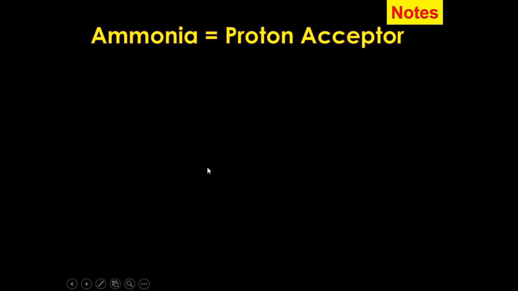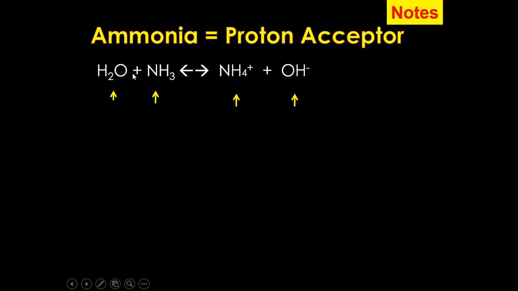Now, ammonia is a proton acceptor. And by Bronsted-Lowry, that means it's a base. What this means for us is, of course, if we take ammonia and throw it into water, it will take on the proton from the water and become this thing called ammonium ions, and the water will become a hydroxide. What's happening here is, of course, they've changed their roles.